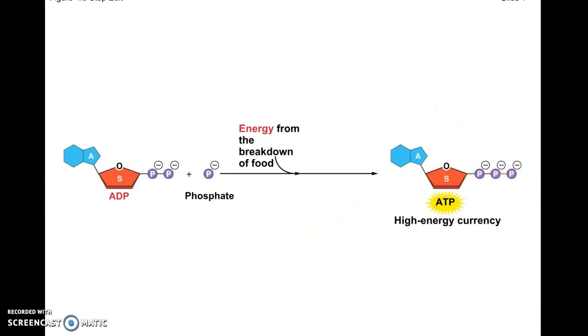So here's another one of the same reaction. We have adenosine diphosphate plus this lonesome phosphate molecule. Energy from the breakdown of food in any organism is stored then in that power bond here. So that's ATP, adenosine triphosphate, which is a high energy currency that can be used in any cellular reaction around the cell.